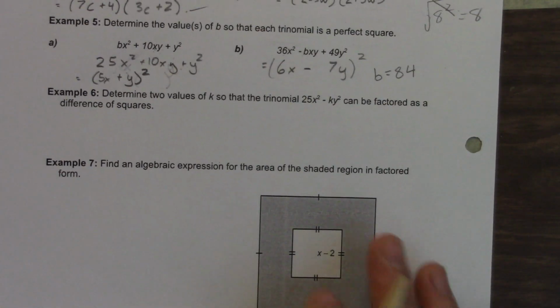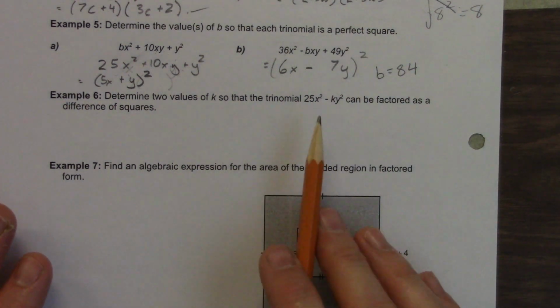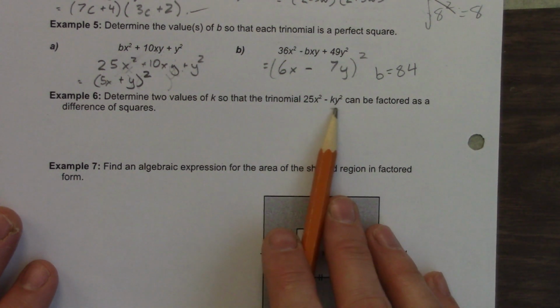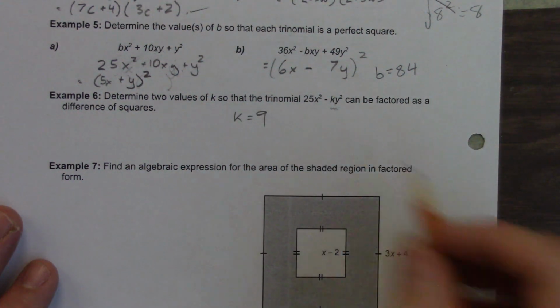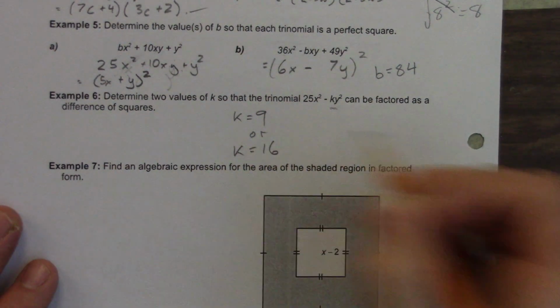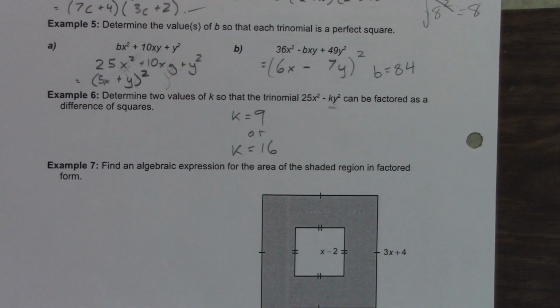6. Determine two values of k so that the trinomial can be factored as a difference of squares. So we just need to find two values that make this a perfect square. That's it, right? So k could be 9 or k could be 16. Anything that makes this a perfect square. That's it. Or 81, or 100, or 36. Okay? Any questions?